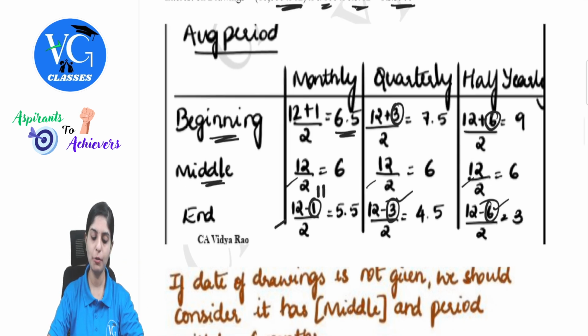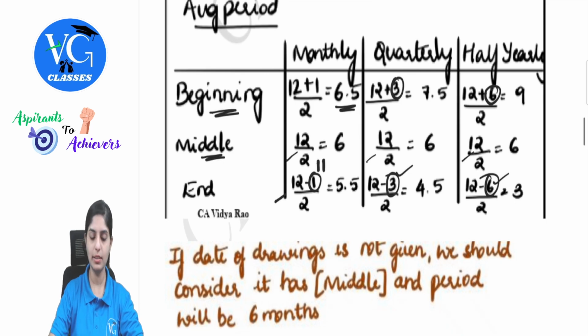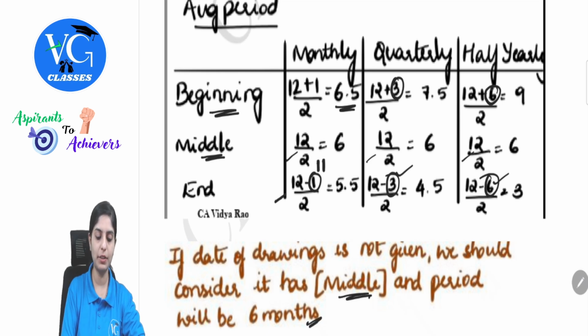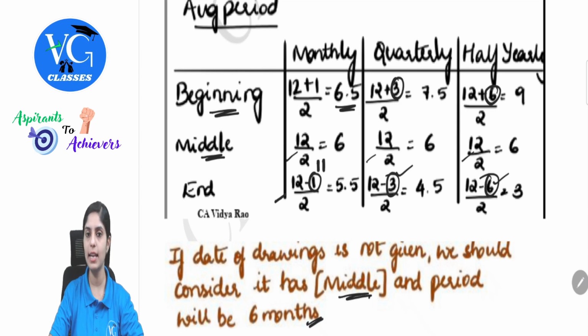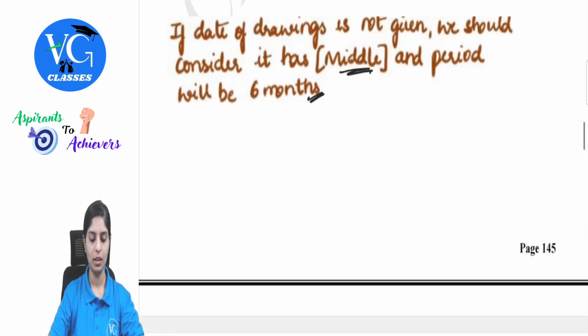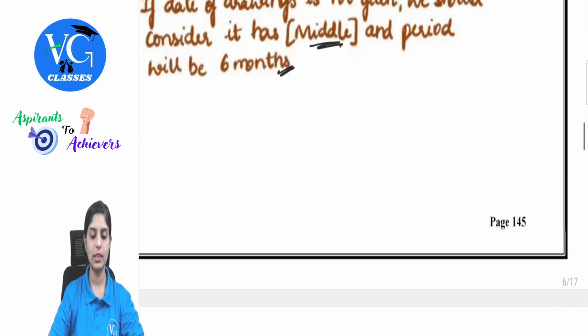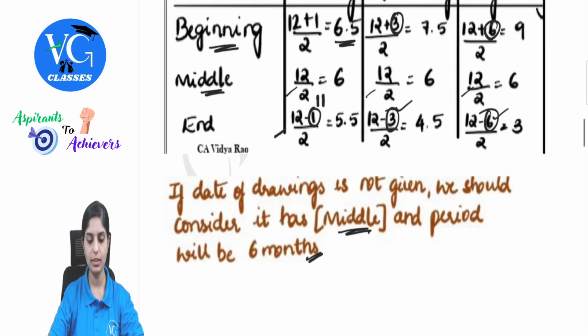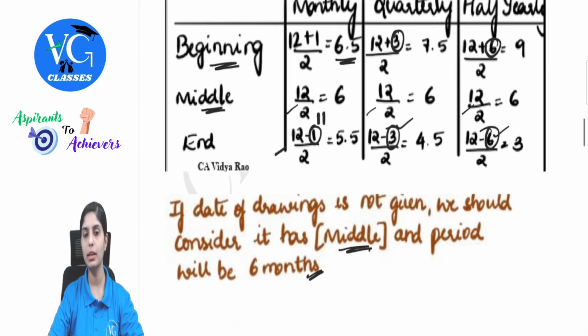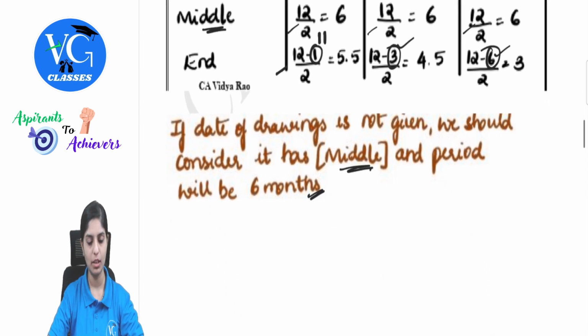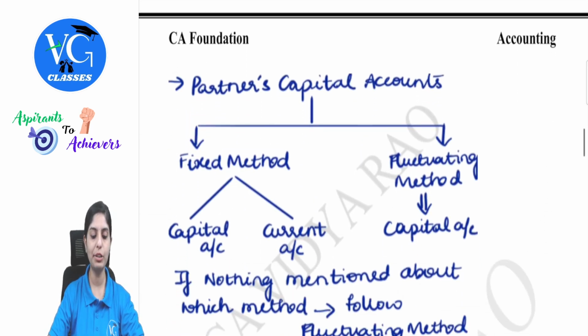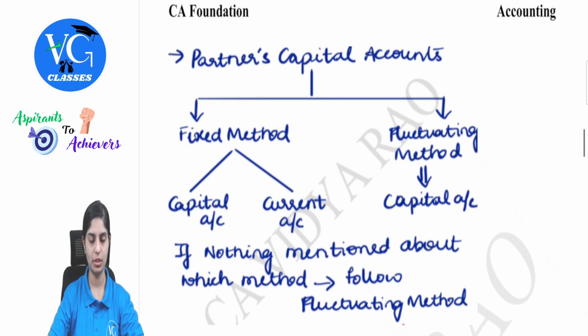Yes, if date of drawings is not given, we should consider it as middle, because date ultimately becomes important for our judgment. And the period will be 6 months. If it is middle, we will normally consider it as the average period and hence it becomes 6 months. So this is about 3 methods of interest on drawings, that is simple method, product method and average period method. We will understand this more in detail while we take up the questions.